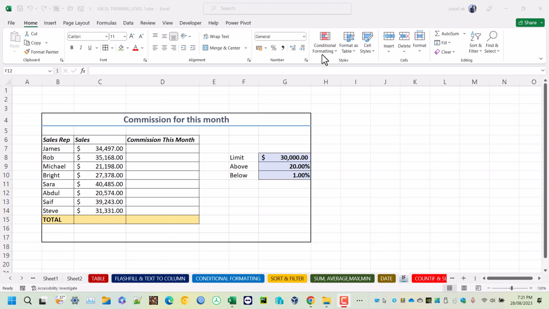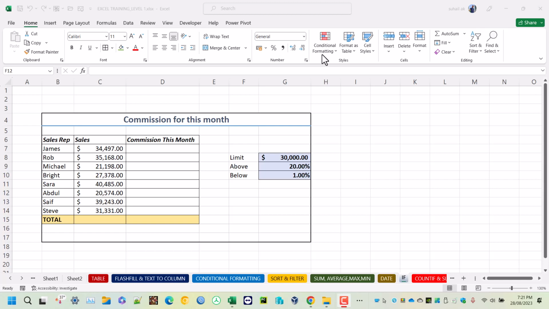In this example, we need to find out the commission for the month for all these employees. The condition is, if an employee did sales of more than 30,000, this person is going to get 20% of the sales amount, otherwise only 1%. So how do we find out?